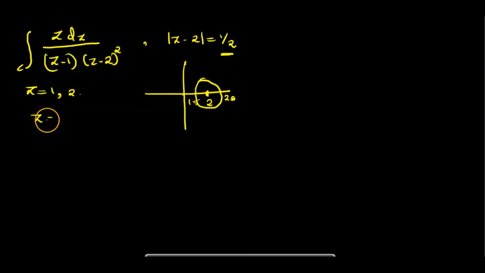So, z equal to 1 is not inside the circle. z equal to 1 is outside the circle. z equal to 2 is inside the circle. So, this is our singularity.